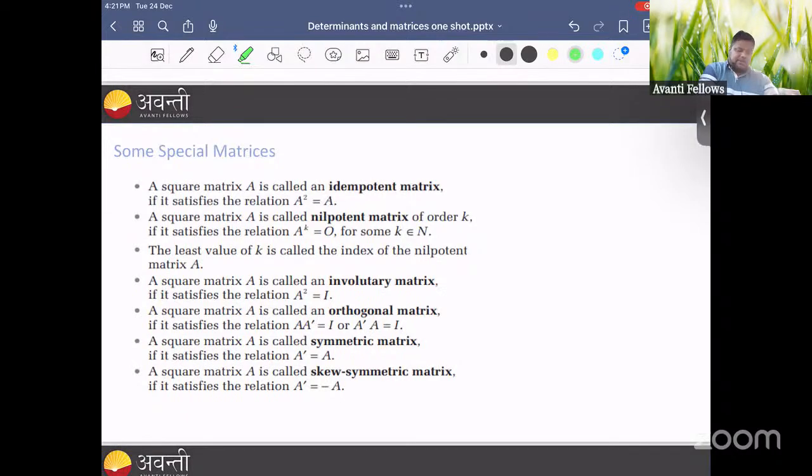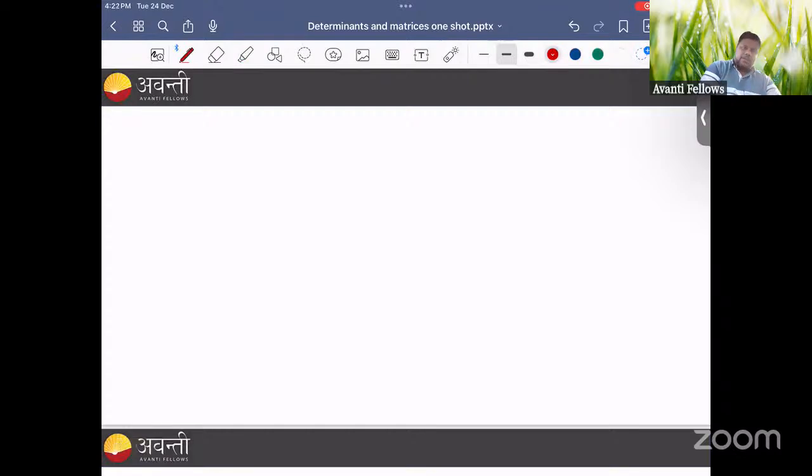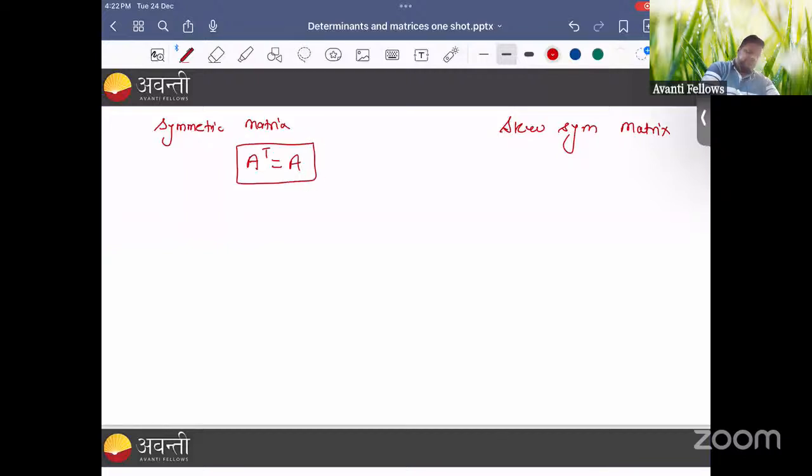Now, there are some special matrices. I'll talk about all of them later on. First of all, two very special matrices. One is the symmetric matrix. The other is the skew symmetric matrix. As you are all aware already, a symmetric matrix is when A transpose is equal to A, and a skew symmetric matrix is when A transpose is equal to minus A. That means A plus A transpose is 0.